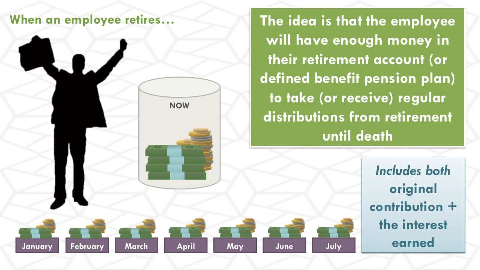Now, the idea is that the employee will have enough money in their retirement account or defined benefit pension plan to receive regular distributions from retirement until death. So that's the logic behind how the retirement plans work. They're investments, they grow over time with interest earned, and then when the taxpayer retires, they start to withdraw it from their particular account, and the idea is that they will have enough to cover them from the time they retire until they pass away.